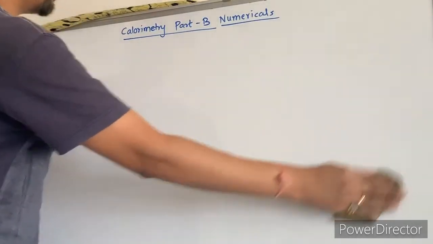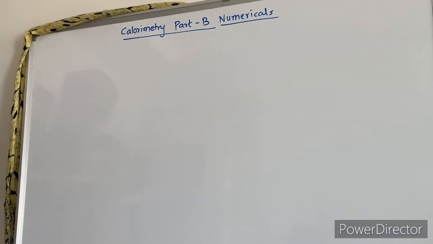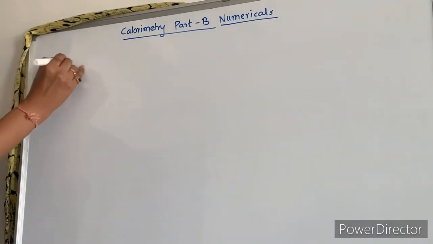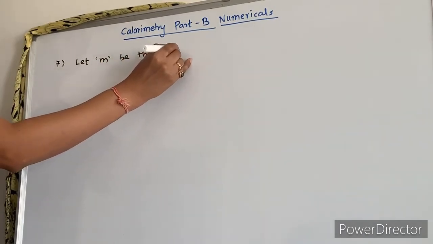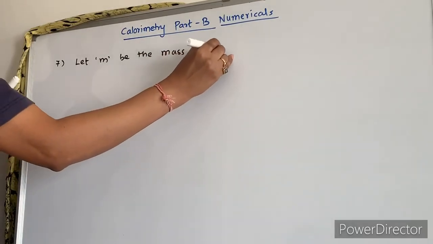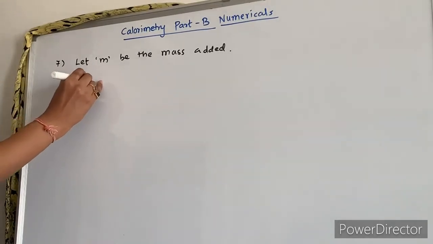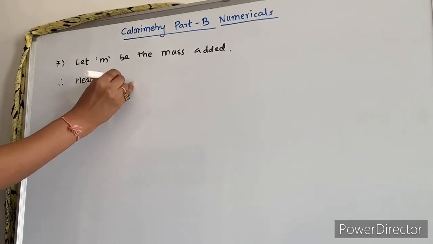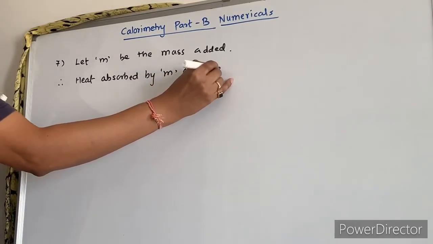Question number 7. What is given in 7? The temperature of 170 gram of water at 50 is lowered to 5 degrees Celsius by adding certain amount of mass of ice. So right here, let M be the mass added, right? Now what is given now? Heat absorbed by m gram of ice to melt.